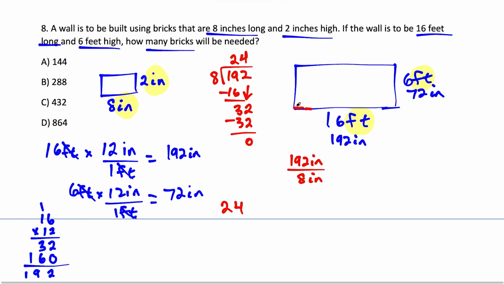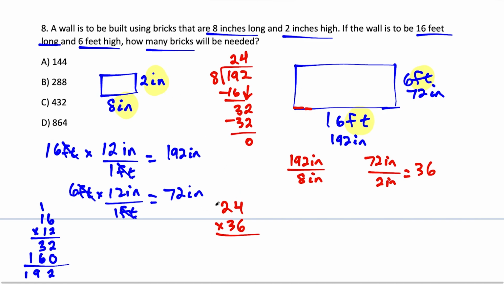And now how many bricks could we fit going up? This time around, we have to take 72 inches and divide by the height of the bricks, which is 2 inches. So when we divide here, we're going to get 36. So we're going to multiply 24 times 36, because once again, we could stack 36 bricks going up since they are only 2 inches high.